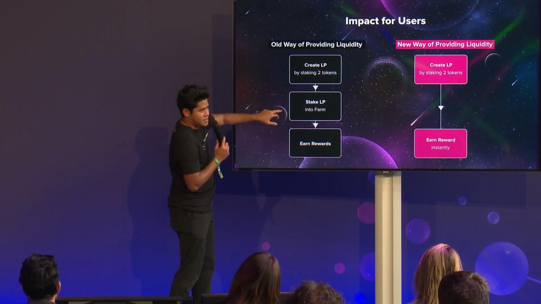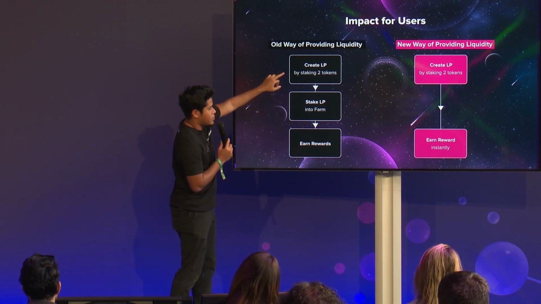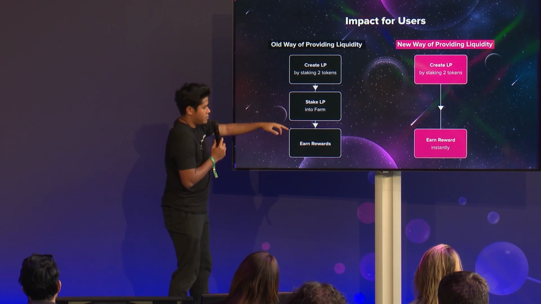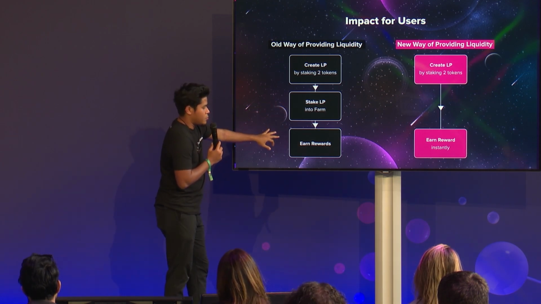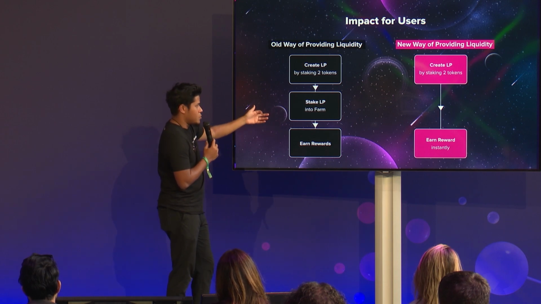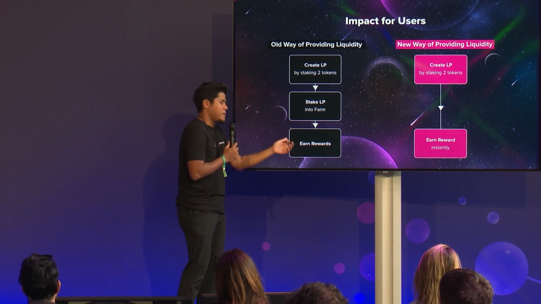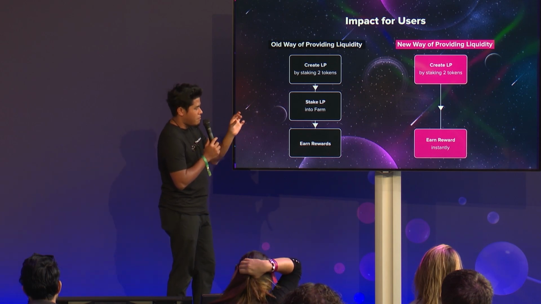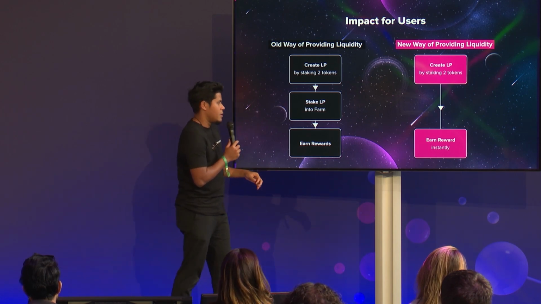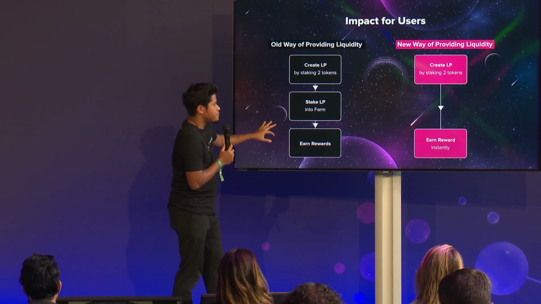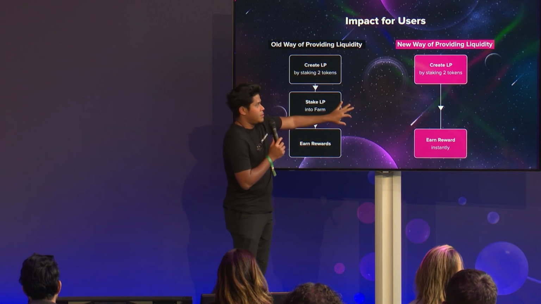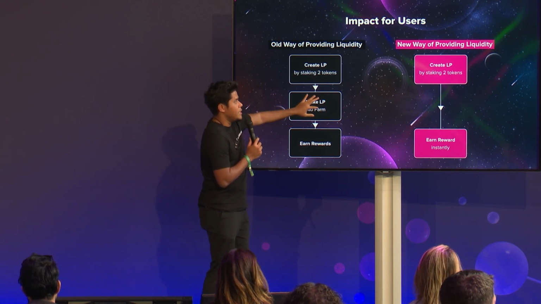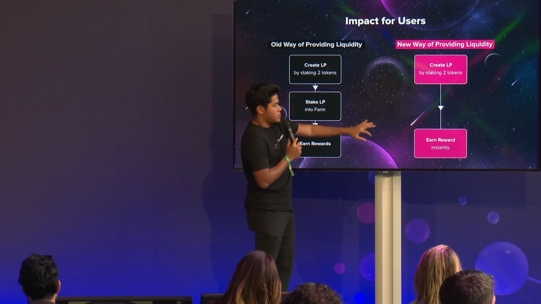If you miss this step, if you create the LP token and you don't stake it into a farm, you will not earn token rewards, which makes up most of your yields, right? Besides the fees, you will only earn fees, but usually they are minor compared to the token emissions, right? But with off-chain, you remove the need for farming. So immediately after you create the LP, you'll start earning.